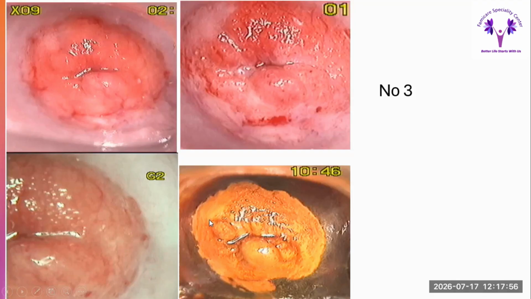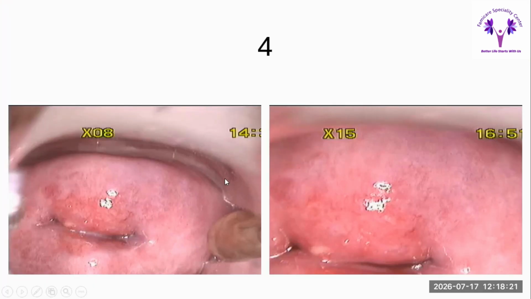Here it seems to be a little bit canary yellow. So for newer doctors who are learning colposcopy, they can take the biopsy from this area, because this area is a bit canary yellow, and this one. Otherwise, if we calculate the Swede score on this basis, the Swede score is only 1. So this is case number 4.